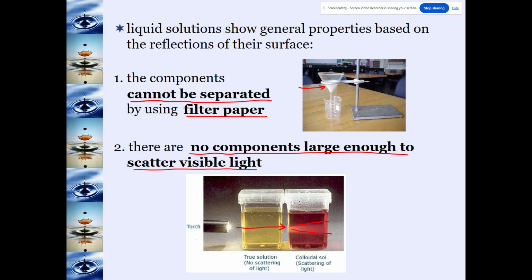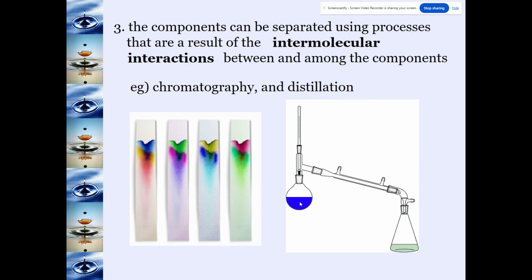So if we can't use filter paper, how can we separate a solution? We can do it through the different intermolecular attractions among the components. Chromatography is one method. In chromatography, you take little strips of something. You can use something called chromatography paper, but you could also just use filter paper. That paper gets dipped in the very tip of the solution, and then the components travel up the paper based on their attraction to it.